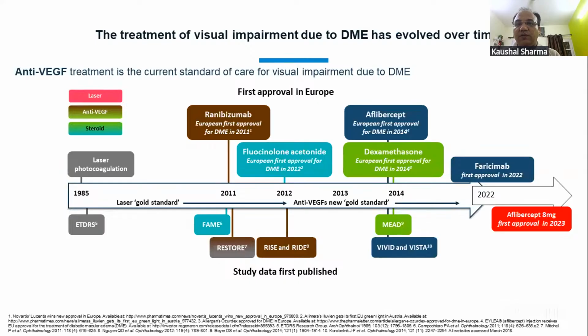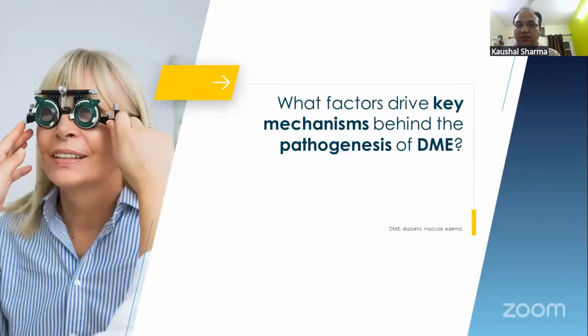The treatment of visual impairment due to DME has evolved over time. Anti-VEGF treatment is the current standard of care for visual impairment due to DME. For example, aflibercept 8 milligram, first approval in 2023. What factors drive the key mechanism behind the pathogenesis of DME?